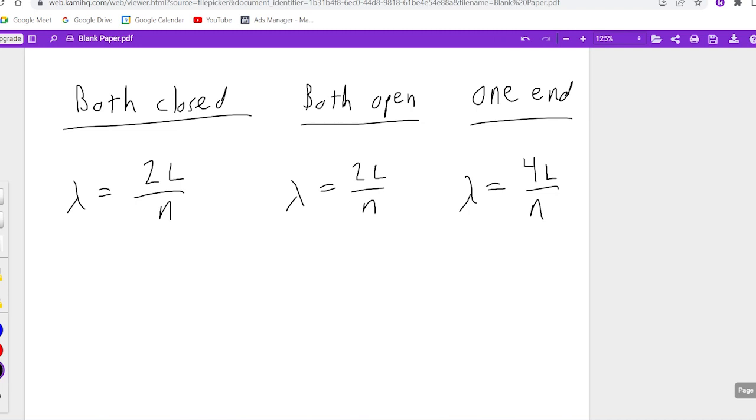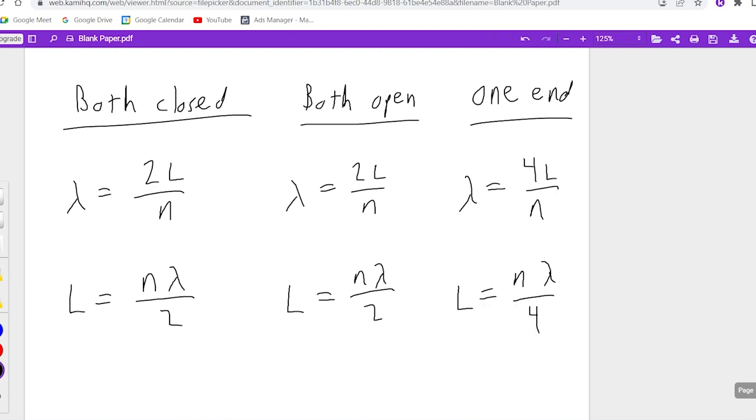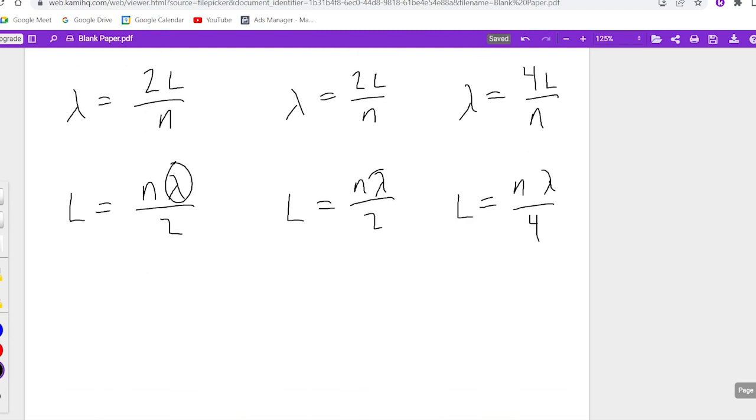And here's what I'm going to do. It said I wanted to produce this sound for the shortest length, right? Shortest length. I'm going to solve each of these for length. The way I do that, I just need to multiply both sides by n and divide by 2. I will get length equals n times lambda over 2. I will get the exact same thing for both ends open, n times lambda over 2, because again I just multiplied by n and divided both sides by 2. And then if I want to solve for the third one, I need to multiply both sides by n, but divide by 4. And like we said before, lambda is the same for all 3.